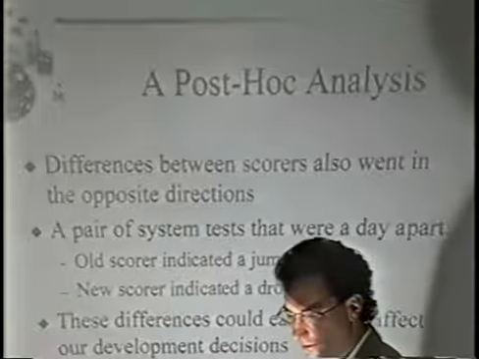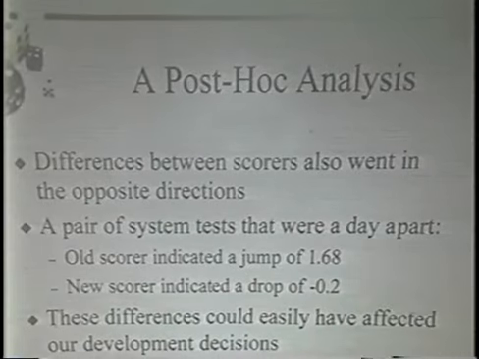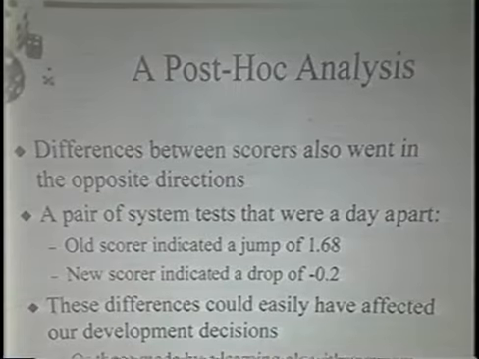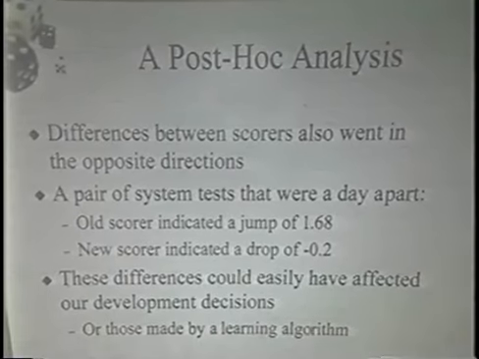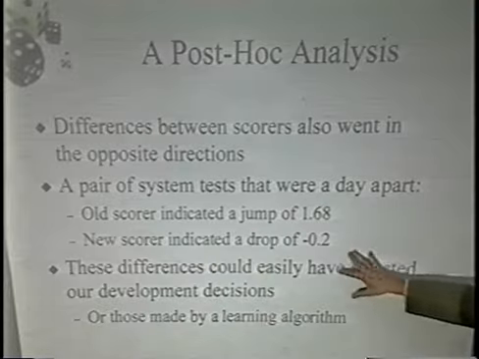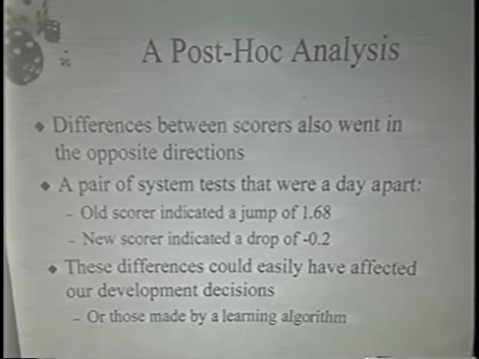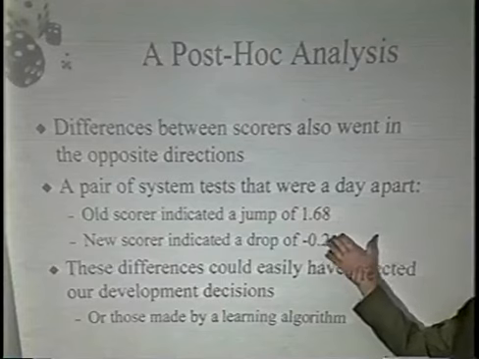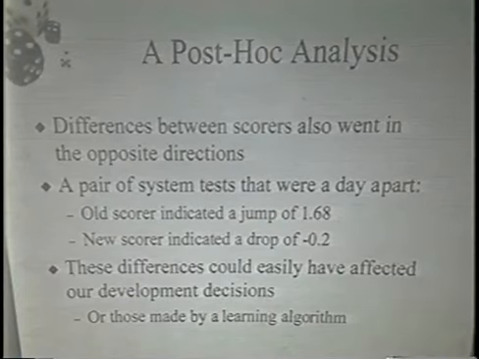In those cases, it was always the old scorer telling us we went down in performance and the new scorer saying we went up. But the reverse happened also. So here was a pair of system states that were a day apart. We ran a system test, somebody made a change that day and reran the system. The old scorer said that was a great change, you went up 1 2/3 points, where in fact the true answer was that we actually went down a little bit as a result of the change. So this might have been a garbage generating rule, essentially.